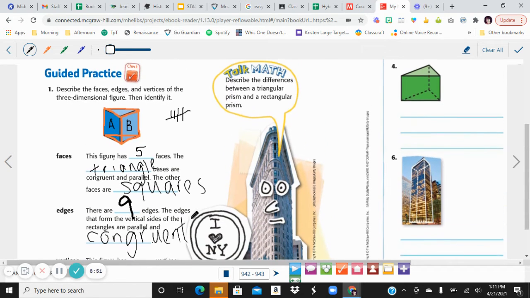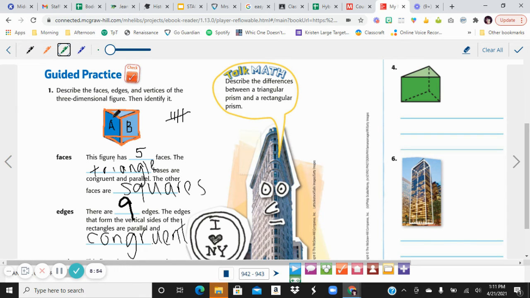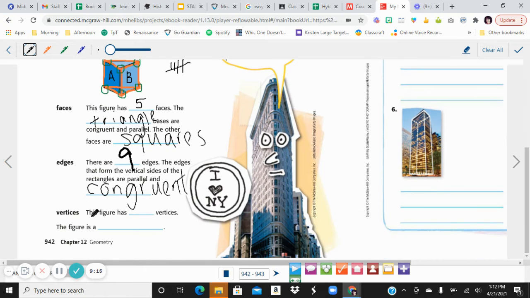How many vertices does this have? Let's get our pen and count. That's where 3 faces come together. So we've got 1, 2, 3, 4, 5, 6. Now that one right there, that line's actually on the back, so nothing's happening there. So it's just 6 vertices. This figure is a triangular prism. A triangular prism.